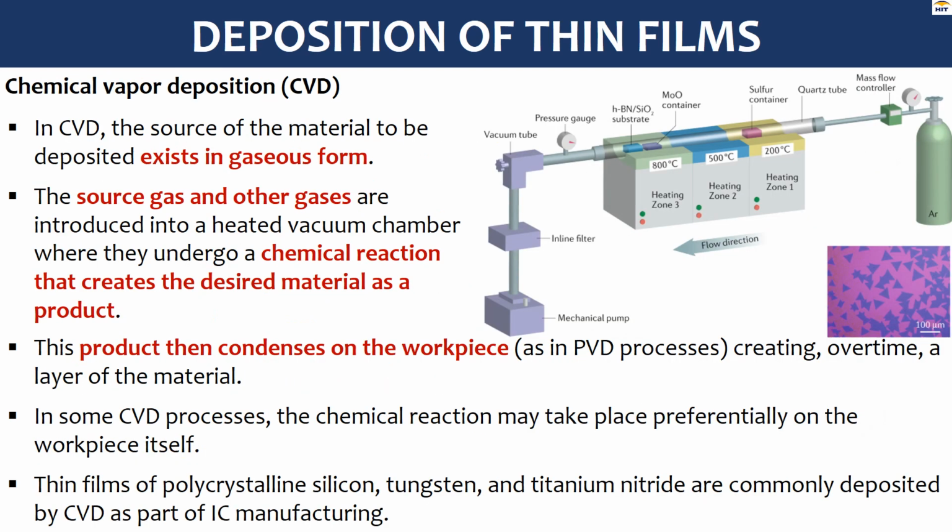Then you've got your chemical vapor deposition. In this case you've got your source of gas, in this example argon, which is introduced into a heated chamber where it undergoes some chemical reaction. You can see the temperature is increasing, 200, 500 to 800 here. During this chemical reaction, it produces a desired material as a product. This product is then allowed to condense on the surface of the workpiece. So that's your chemical vapor deposition.